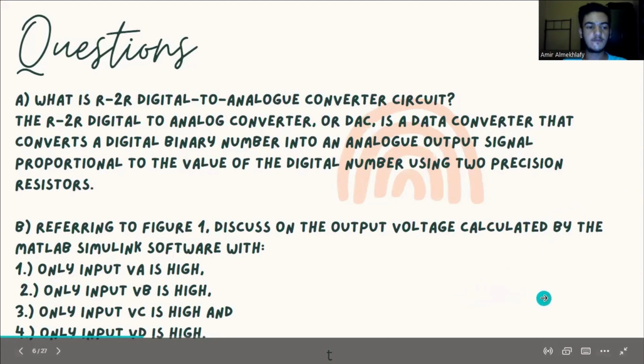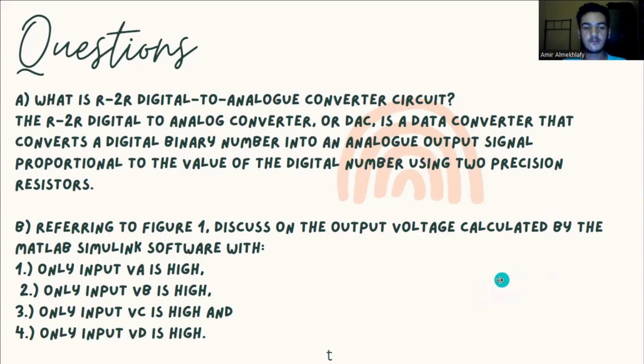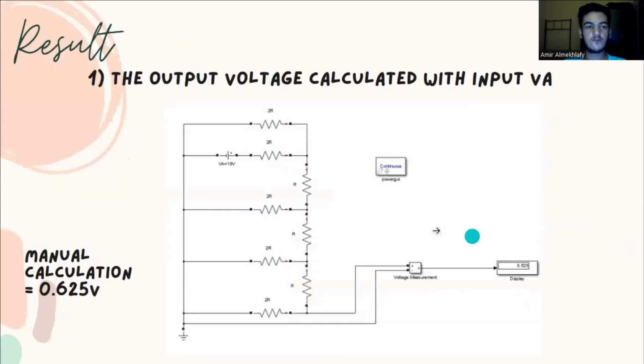For question B, referring to figure 1 in the project question, discuss the output voltage calculated by the MATLAB Simulink software with: 1, only input VA is high; 2, only input VB is high; 3, only input VC is high; and 4, only input VD is high. So the answers will follow.